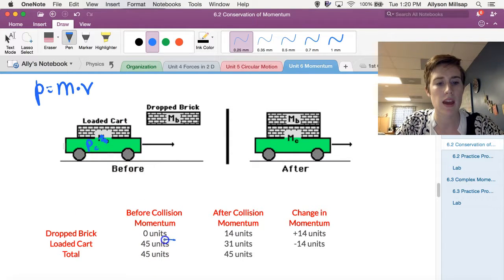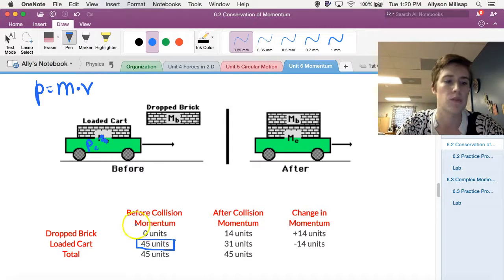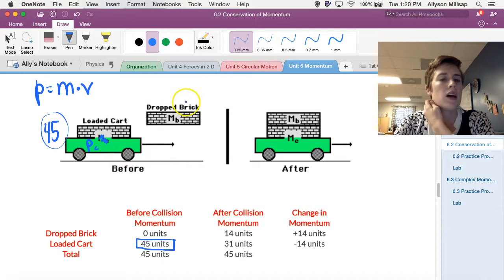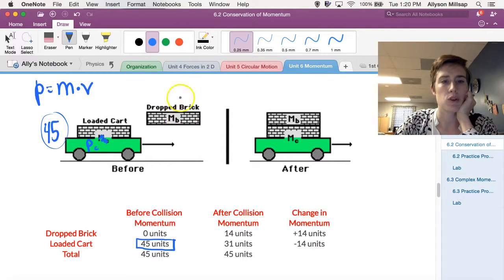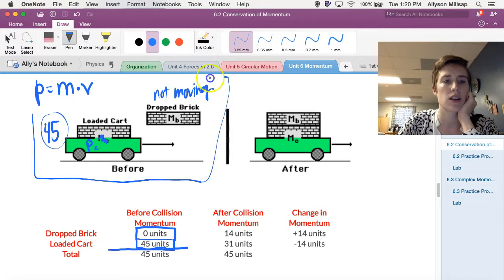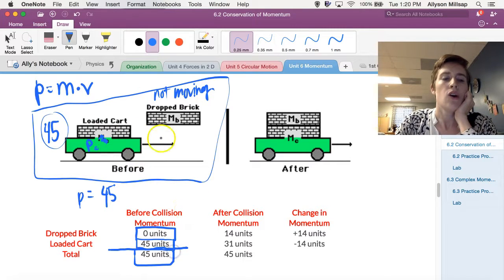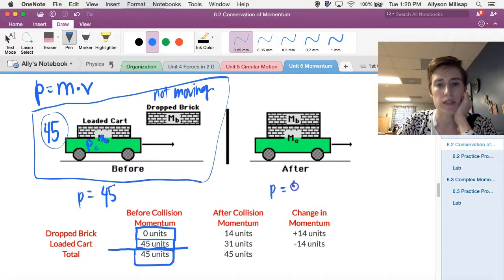In fact, I think they labeled it here. They have 45 units of momentum. Okay, so this guy's momentum is 45. Okay, this brick is not moving. So guess how much momentum it has? 0, right? No momentum. So the brick has 0. The loaded cart has 45. So altogether, how much momentum is present in this scenario? We have 45 units of momentum because we can just add the two together. So 45 is the total. Once we drop the brick onto here, the total momentum still has to be 45.